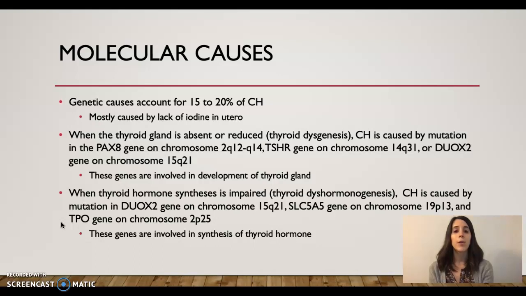So when thyroid hormone synthesis is impaired, then CH is caused by mutation in the DOX2 gene, the SLC5A5 gene, and the TPO gene. And this also makes sense. Those genes are involved in the synthesis of thyroid hormone. So if there's a mutation in those genes, then thyroid hormone isn't being produced appropriately.